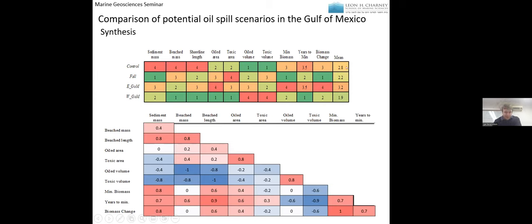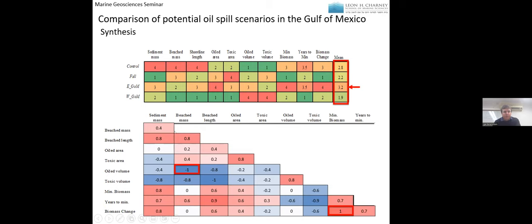And what we can find is that all in all, it seems that the Eastern Gulf of Mexico scenario was the worst, but it is not conclusive, because sometimes it was the worst, sometimes it wasn't, and it is a comparable situation. The other thing we can do is look at correlation between the different variables in terms of the ranks. And what we can see, for example, is that there is a correlation between the ecosystem parameters, which makes sense. So wherever you have the minimum biomass loss, then the biomass change is also minimal.